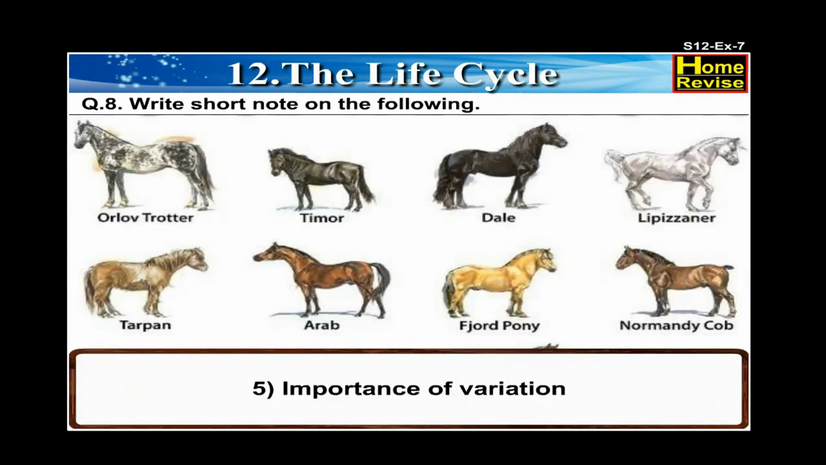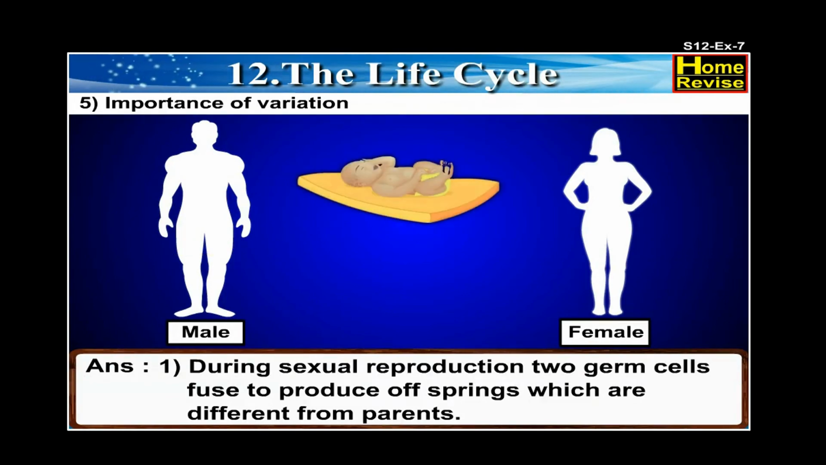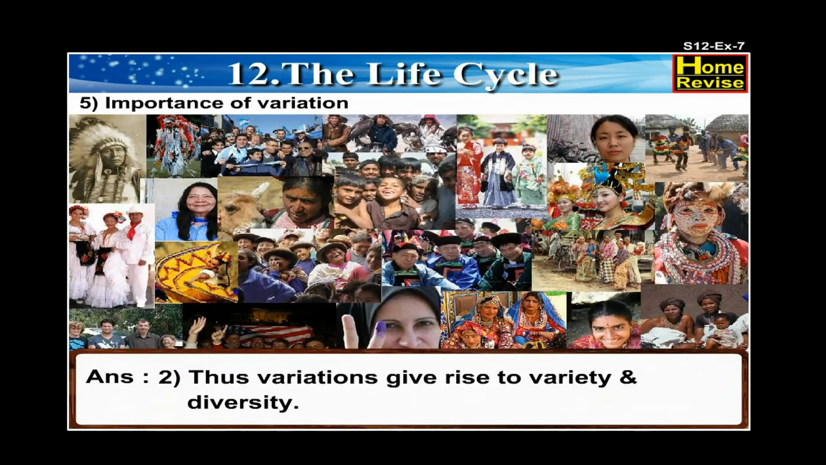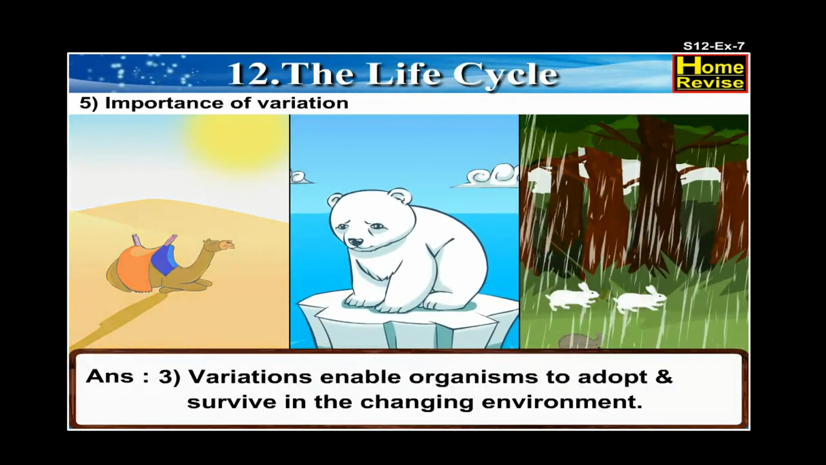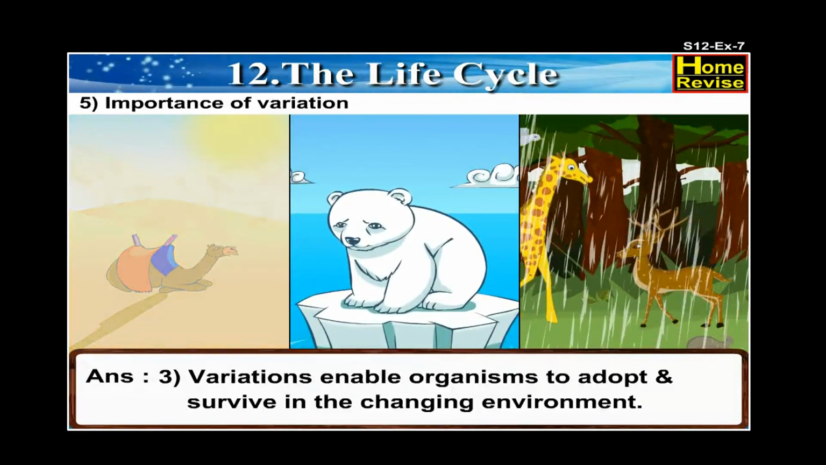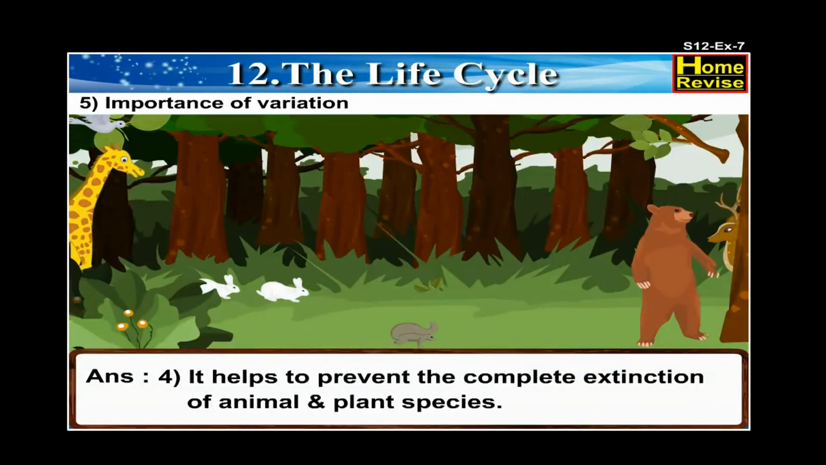Fifth, importance of variation. Answer: during sexual reproduction, two germ cells fuse to produce offspring which are different from parents. Thus, variations give rise to variety and diversity. Variations enable organisms to adapt and survive in the changing environment. It helps to prevent the complete extinction of animal and plant species.